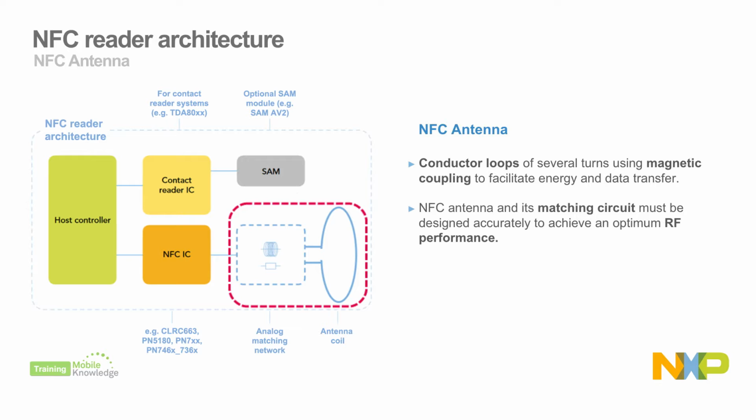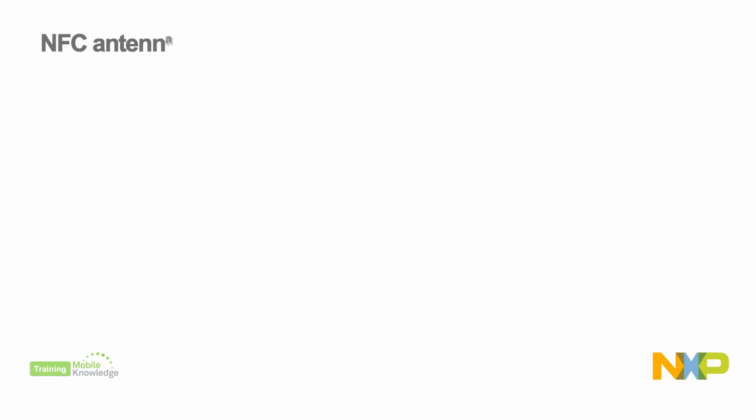This magnetic field is not only used for powering the card or NFC tag, but also for data exchange during the entire contactless communication. The NFC antenna and its matching circuit must be accurately designed in order to achieve an optimum RF performance and a satisfactory user experience. Generally, smaller antennas are able to provide strong magnetic field at close distance, but this magnetic field falls rapidly with distance. Bigger antennas provide smaller magnetic fields at close distance, but they have a flatter behavior.